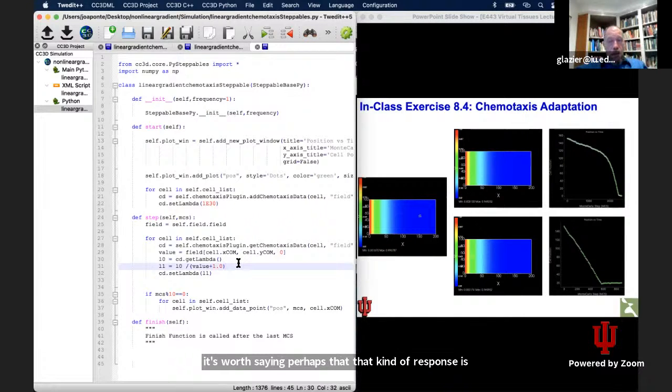And it's worth saying perhaps that kind of response is quite common in biological systems, what's called perfect adaptation. Here we're seeing it in the context of chemotaxis, but it actually happens, for example, in vision. When the light levels go down, the sensitivity of your photoreceptors goes up. Clearly, it's not perfect in the sense that if it gets dim enough, you can't see very well.